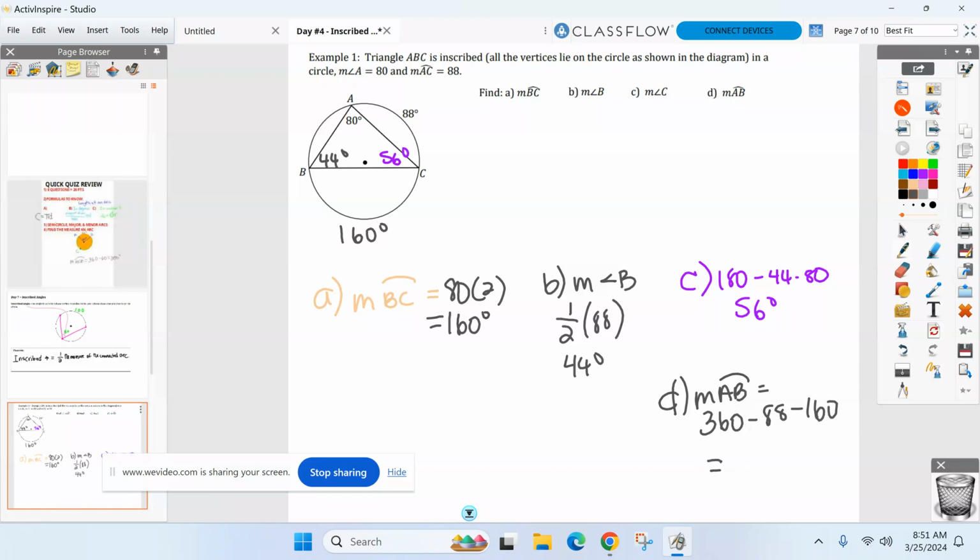If I double 56, that's probably easier for me in my head. That's 112. 112 degrees.